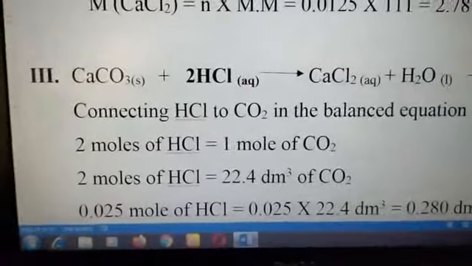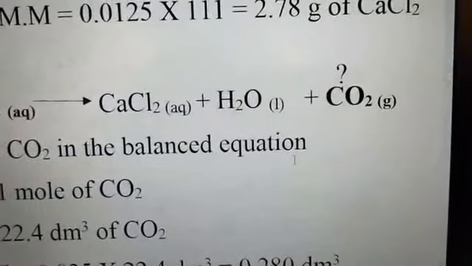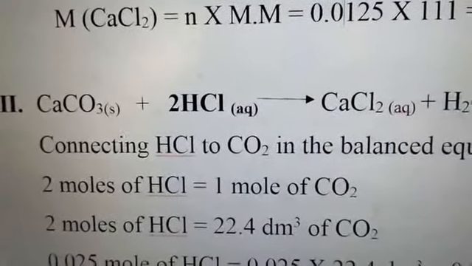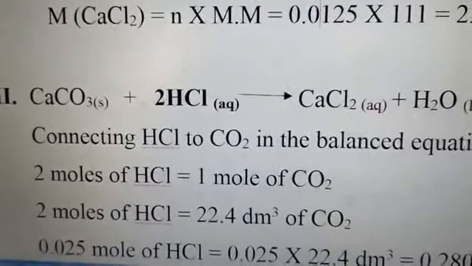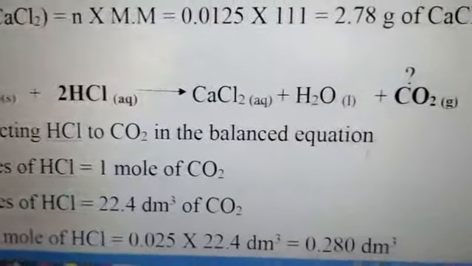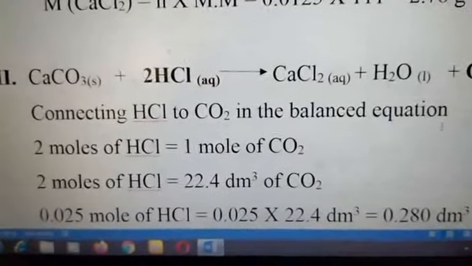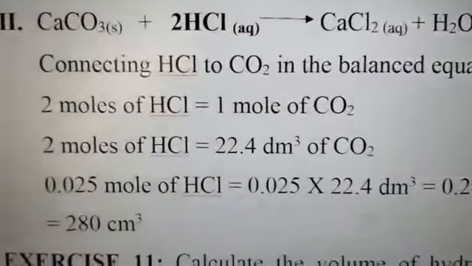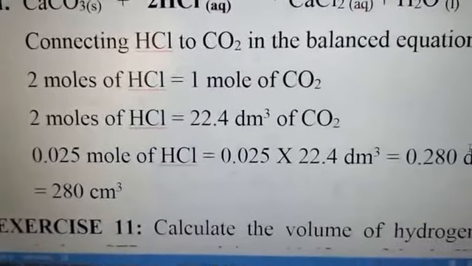The next question says we should find the volume of carbon dioxide liberated. So CO2 is unknown, we're looking for it. And then HCl, whose number of moles has been calculated in question I, is the known. So we connect HCl to CO2 in the balanced equation. We say 2 moles of HCl produce 1 mole of CO2, as you can see in the statement.